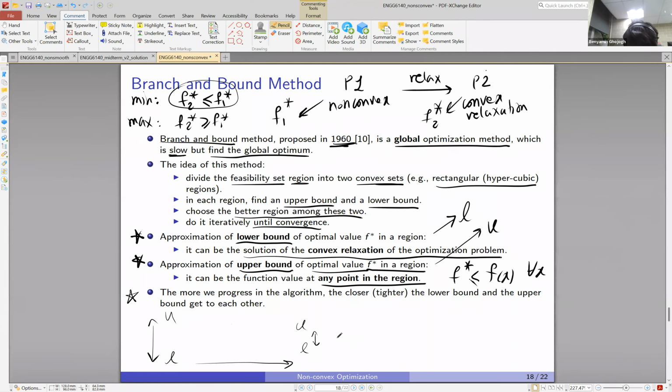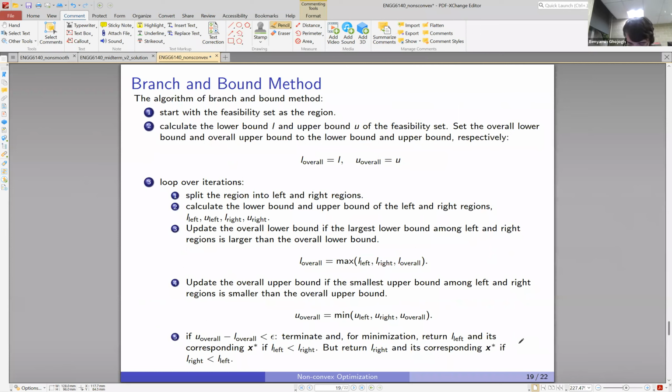Until they reach each other, and that would be the actual F star. When we have F star between L and U, and U and L are equal to each other, it means that F star, when it's sandwiched between two equal numbers, is exactly those numbers, right? That's the thing. Okay, now let's see the branch and bound algorithm in detail.